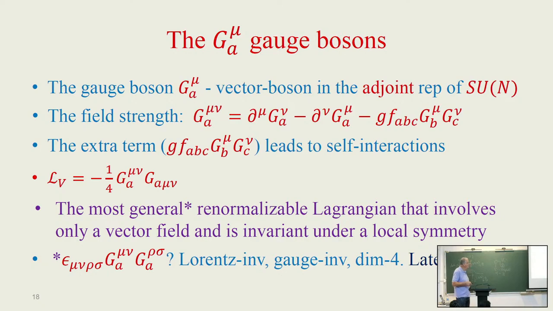This star here, the almost most general, is because we can add also such a term, epsilon nu mu rho sigma, G mu nu A, G rho sigma A. We made a comment on this yesterday about the abelian case, and we said it has no physical consequence in the abelian case. It's a total derivative, and total derivatives can be changed into the values of the fields at infinity, which we usually assume is 0. It's not true for non-abelian fields. This term does have physical significance.